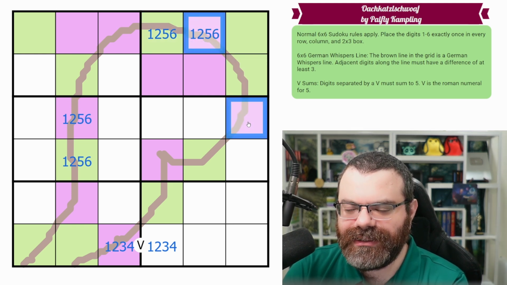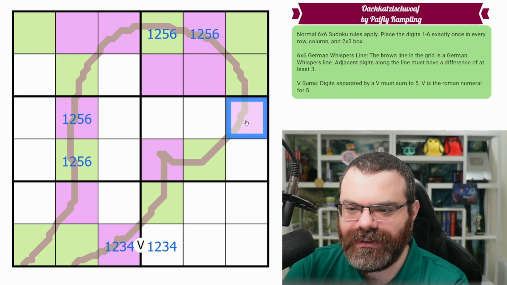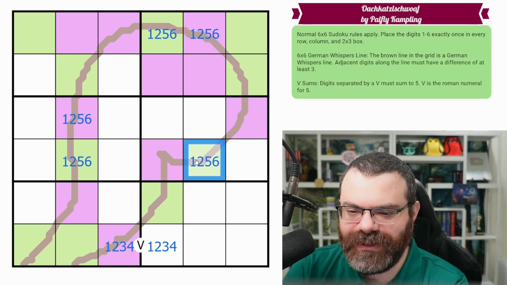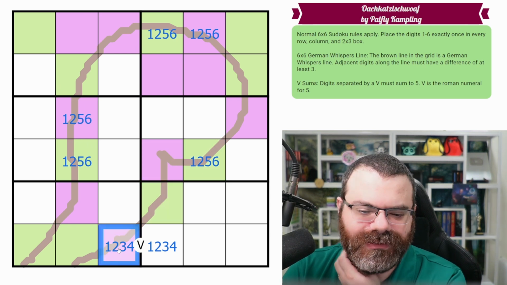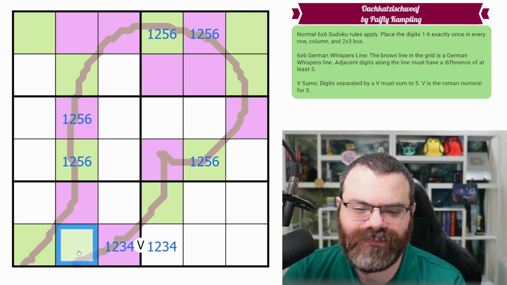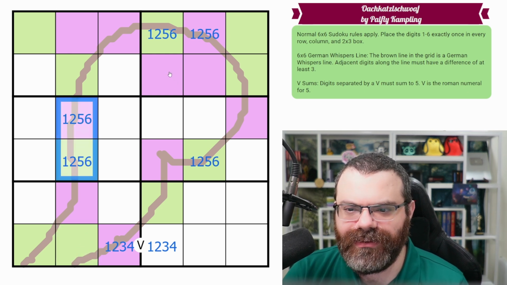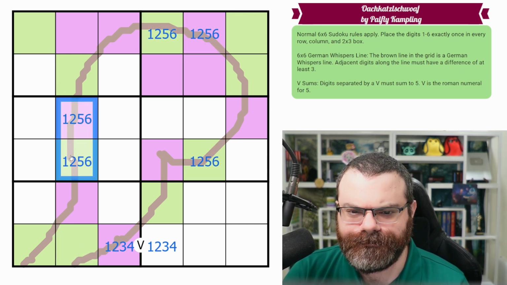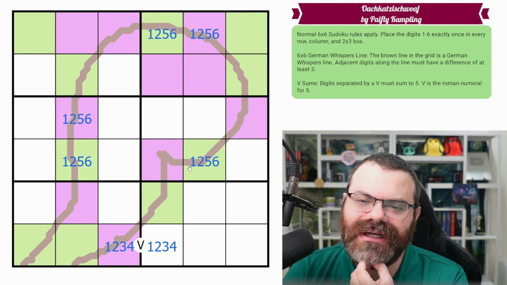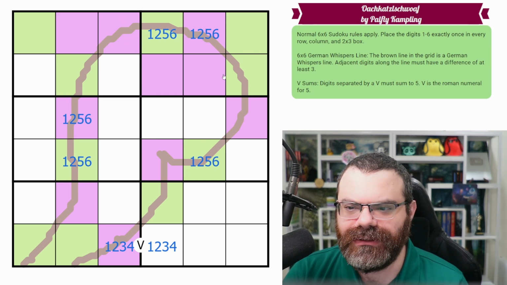This could be 3, 4. This could be 3, 4. This cannot be 3, 4. So this is 1, 2, 5, 6. This could be 3, 4, and so could these. Okay. So there's not a whole lot of that restriction going on here. I'm not really sure how to restrict 3, 4 further.